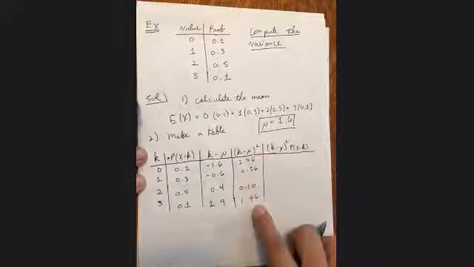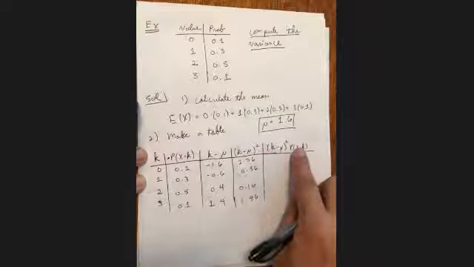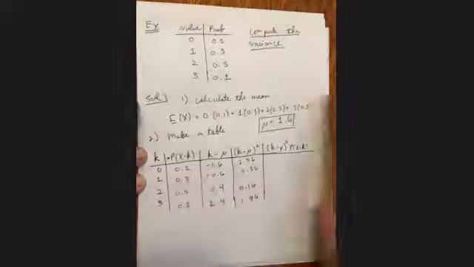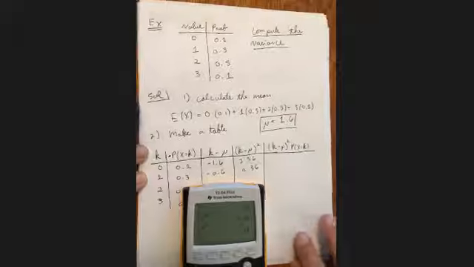Now we're going to take everything in this column that we just computed and we're going to multiply it by the probability. So we'll take 2.56 and multiply it by 0.1. See if I can fit this in. Let me scoot this up.